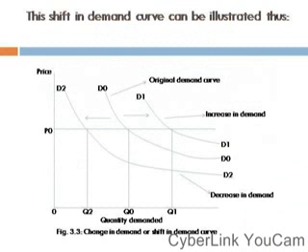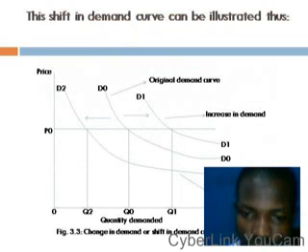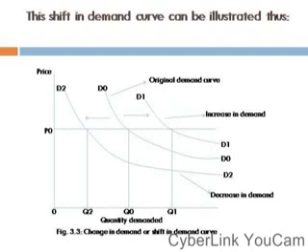So let's look at the diagrammatic illustration of this. This shift in demand curve can be illustrated thus. You can see we have the price, a fixed price, P at P0, just one level of price, indicating that the commodity is still being sold and bought at the same price. The price does not change, unlike the change in quantity demanded, where the price changes. Under shift in demand or change in demand, the price remains constant.